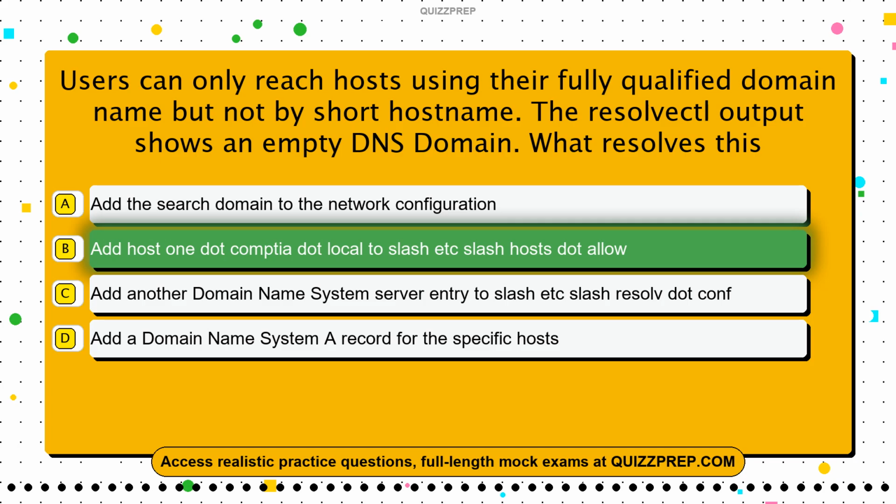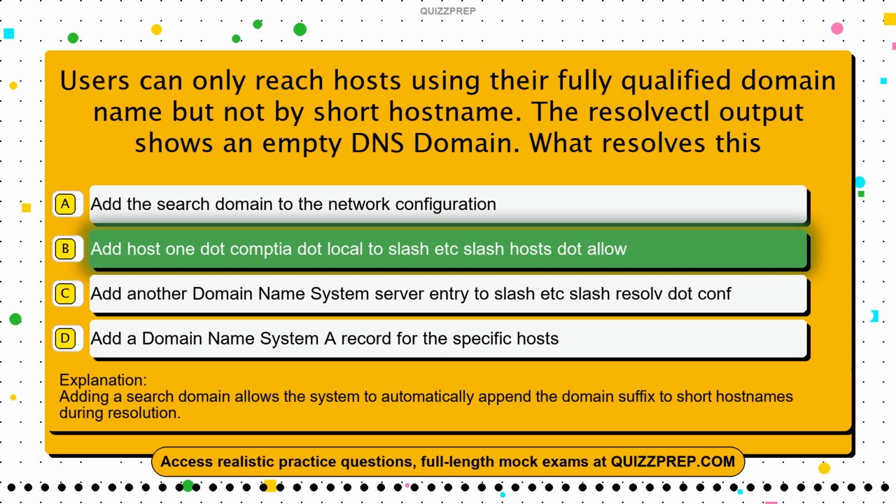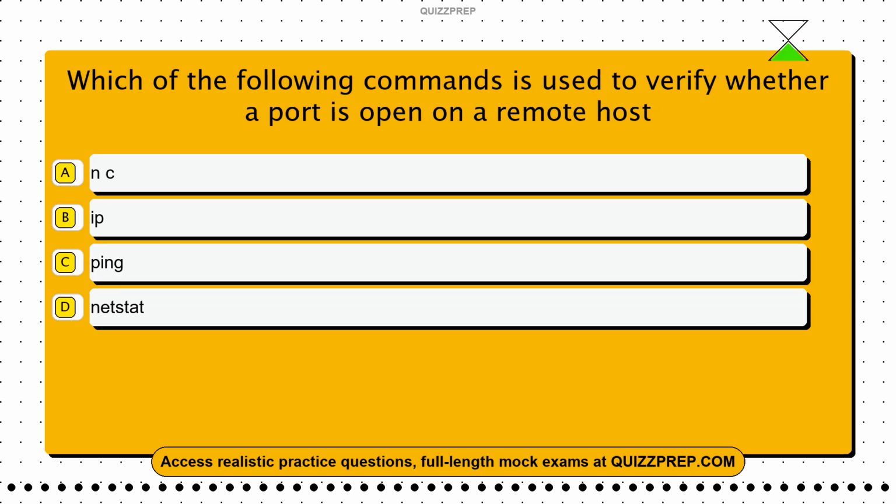The correct answer is option B. Add host1.comptia.local to /etc/hosts.allow. Adding a search domain allows the system to automatically append the domain suffix to short hostnames during resolution.